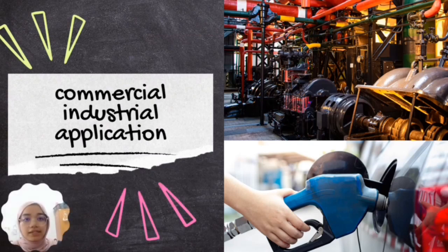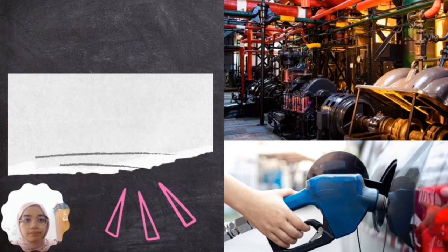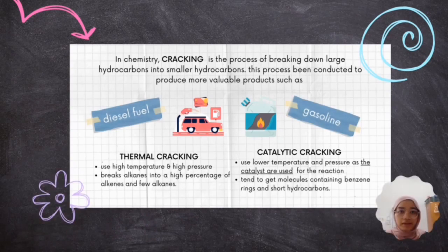One of the applications of alkanes in commercial industry is the cracking process, which is a very important process for the commercial production of gasoline and diesel fuel. So what is cracking? Cracking is the process of breaking down large hydrocarbons into smaller hydrocarbons. In simple terms, it is the process of converting alkanes into alkenes and shorter alkanes. We crack the alkanes because the shorter chains are more valuable, which are used as fuel.